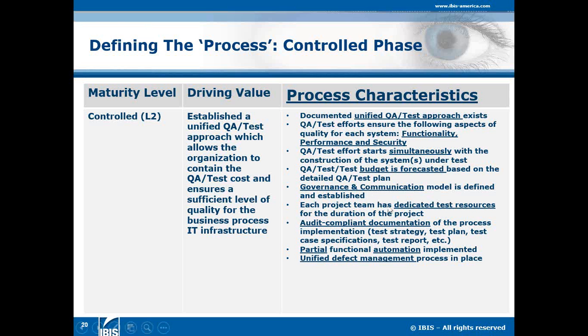Governance and communication plan is in place. We have dedicated resource teams or test resources. We have audit compliant documentation that associate to the business processes, to the transactions that are under test. And we have some partial automation in place, along with the unified defect management solution.